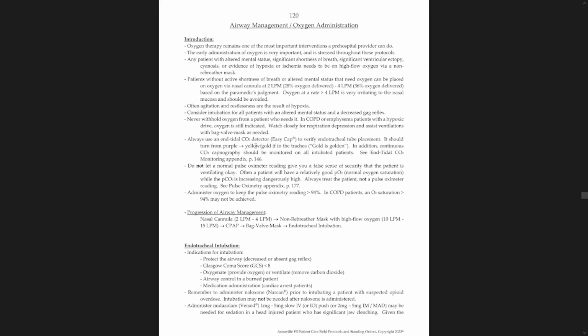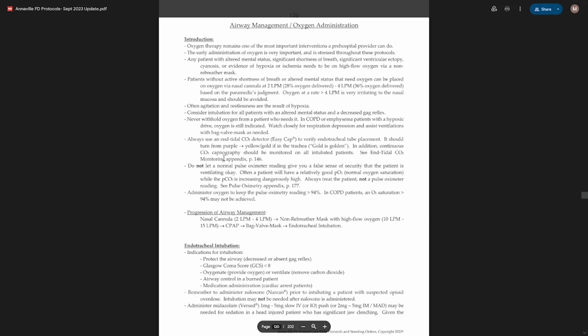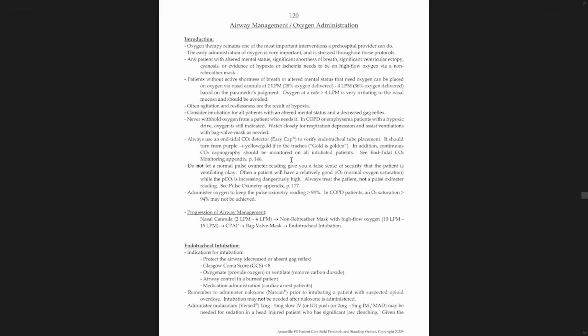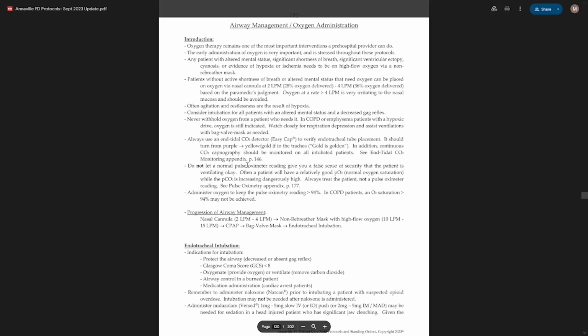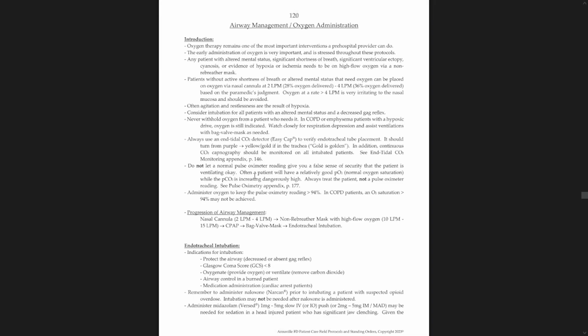Always use an end-tidal CO2 detector, an EasyCap, to verify endotracheal tube placement. It should be turning from purple to yellow or gold if it's in the trachea. Gold is good. In addition, continuous CO2 capnography should be monitored on all intubated patients. See the ETCO2 Monitoring appendix on page 146.